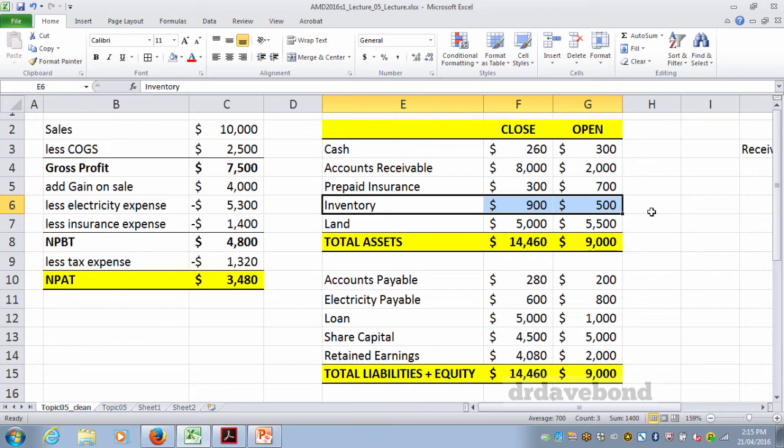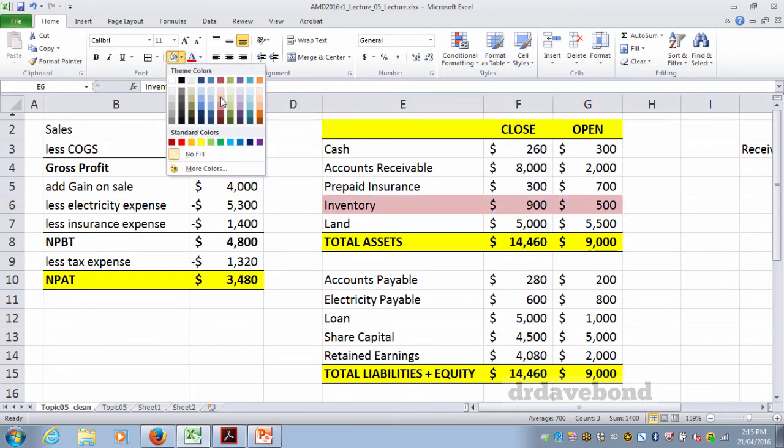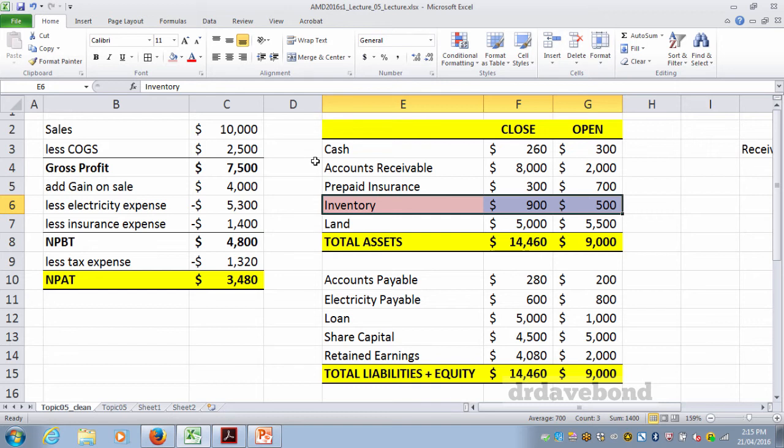But is that what's happened? What's that? What else affects inventory that we can see? Cost of goods sold. So that's cost of goods sold. So remember, that would be a debit cost of goods sold, credit inventory. 500 minus 2,500 gives you minus 2,000. To go from 2,000 on this side to 900 on this side, you've got to purchase $2,900 worth of inventory. So that's working out the purchase amount.